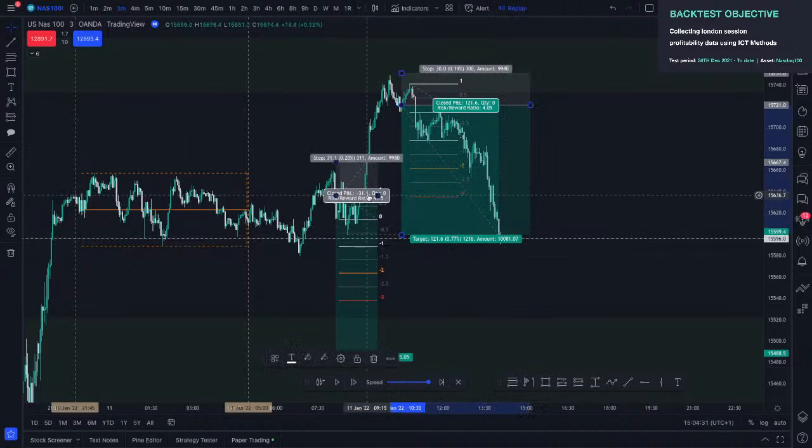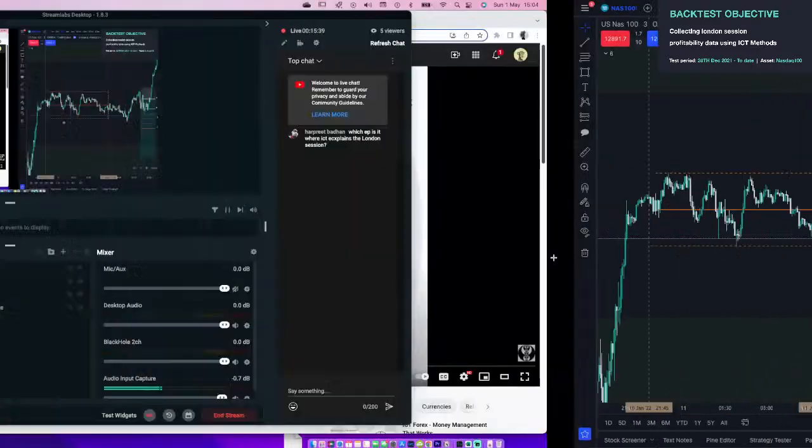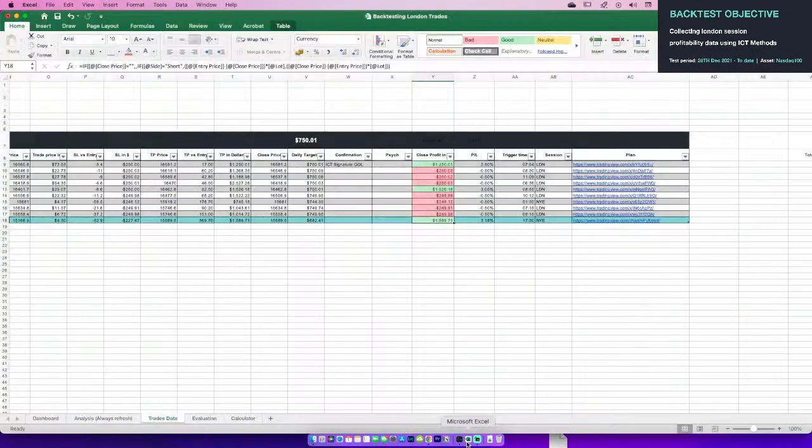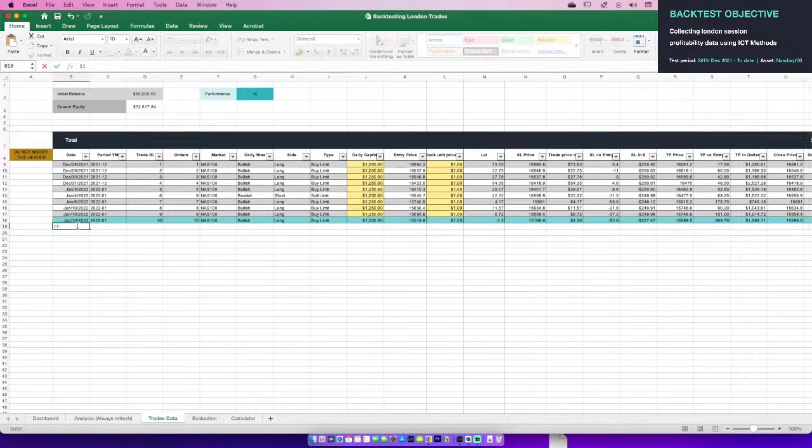So lost 1-1-1, and I need to enter this in Excel. Where's my Excel sheet? It's here. So we're talking about the 11th. 01/2022. It's the 11th trade on NASDAQ. Bearish. And I'm short. And it was a sell limit.